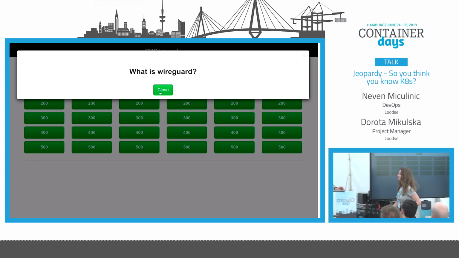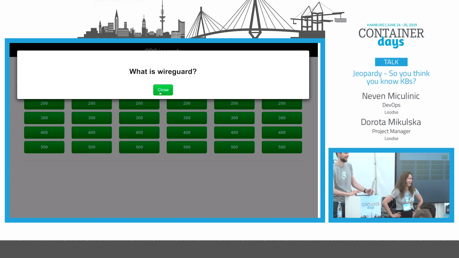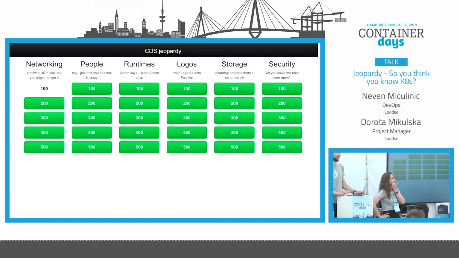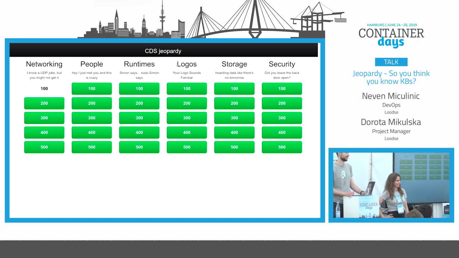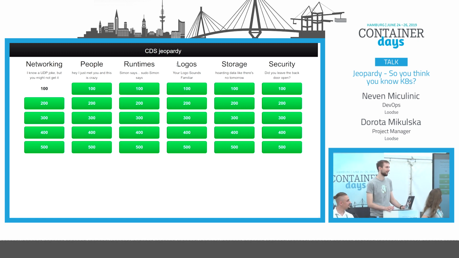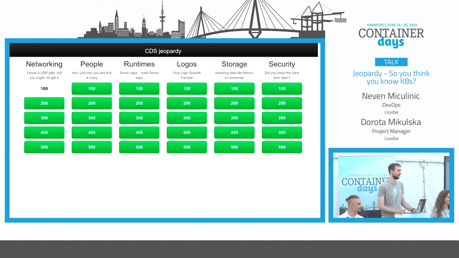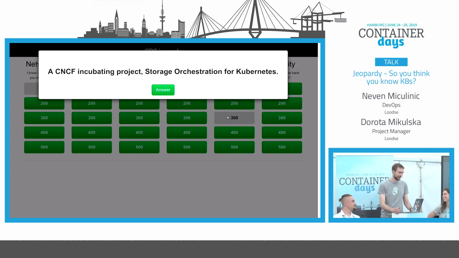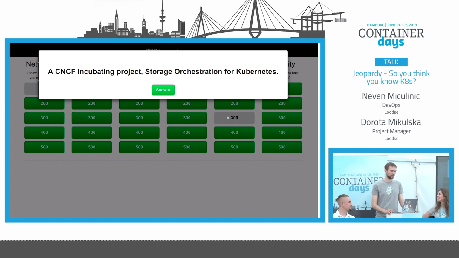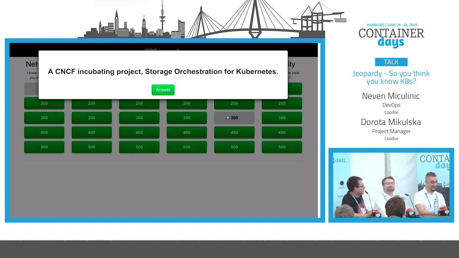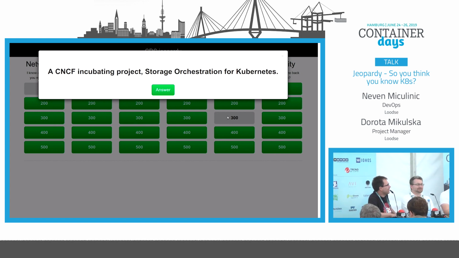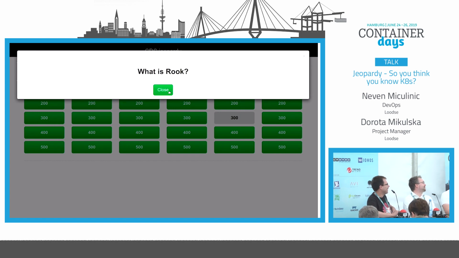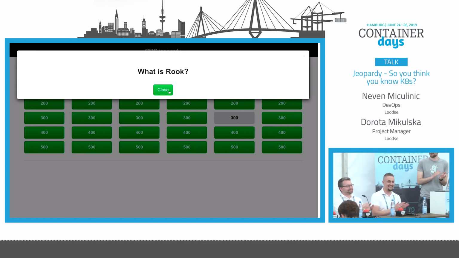Alrighty. So you pick the next category. Storage for 300. Okay, not making that easy. A CNCF incubating project, storage orchestrator for Kubernetes. What is Rook? Yeah. Well done.